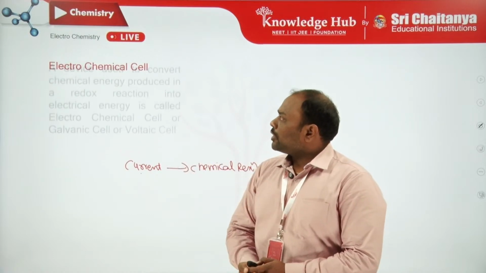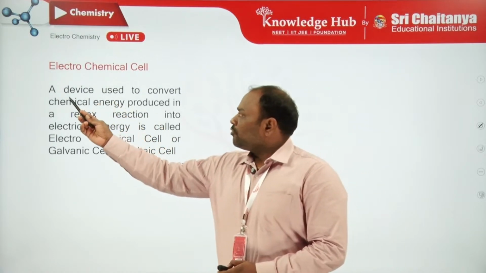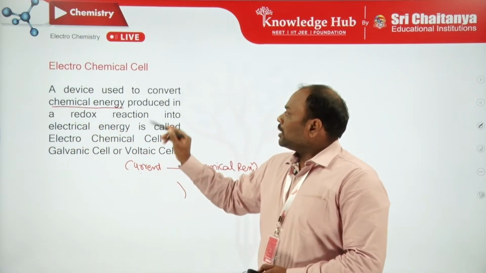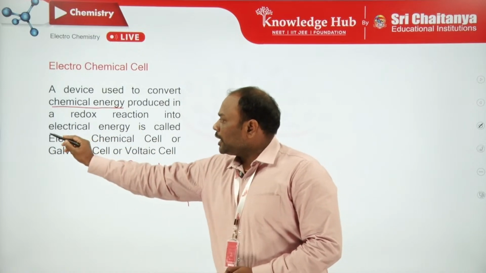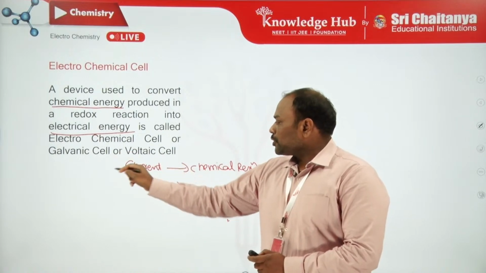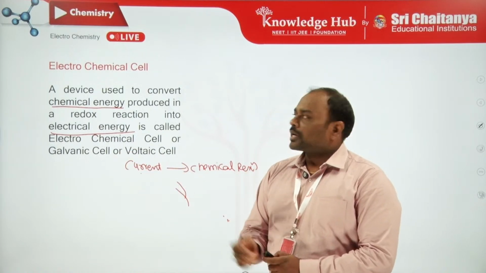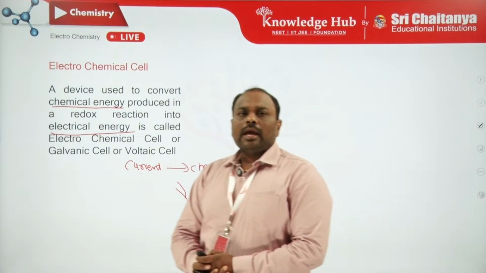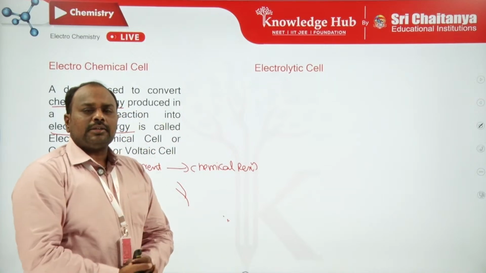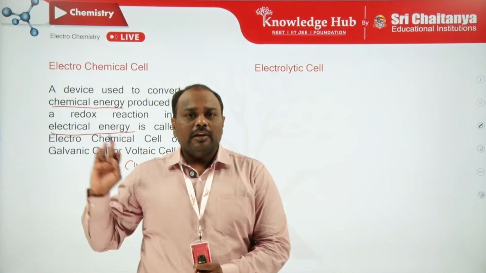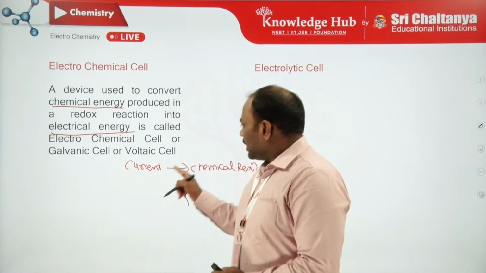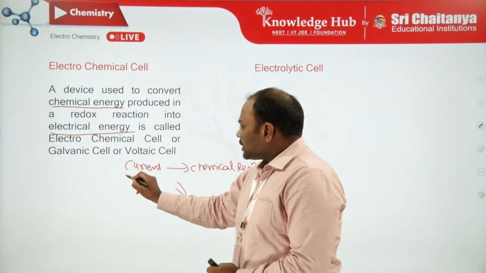This type of cell is known as the electrochemical cell. See the definition of an electrochemical cell: a device used to convert chemical energy produced in a redox reaction into electrical energy. That means electrical energy is produced due to chemical reaction. The second type of cell is the electrolytic cell. The electrolytic cell is the reverse of the electrochemical cell. So what does the reverse mean?